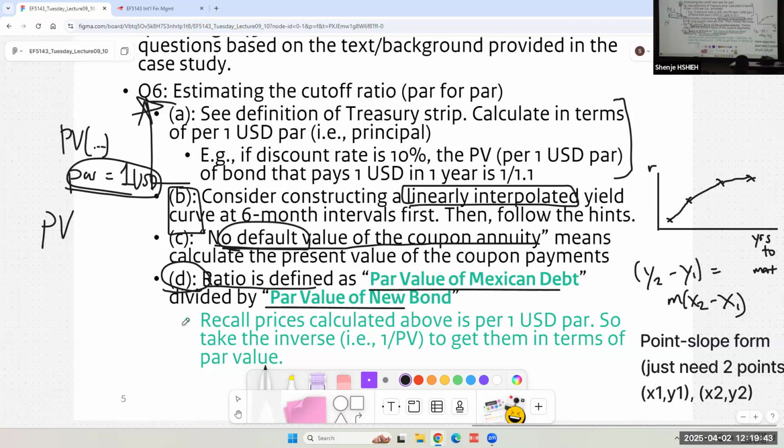To get the par value, you just take the inverse. 1 over PV will give you the par value per unit. Here is per US dollar par, to get the par amount, per price is just 1 over PV. So 1 over PV divided by 1 over PV should give you the ratio. This will give you par, and this will give you par per unit price.